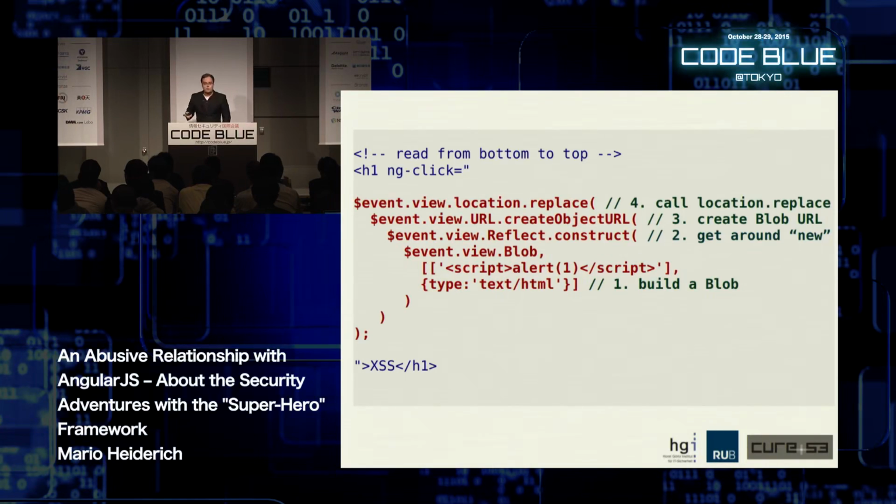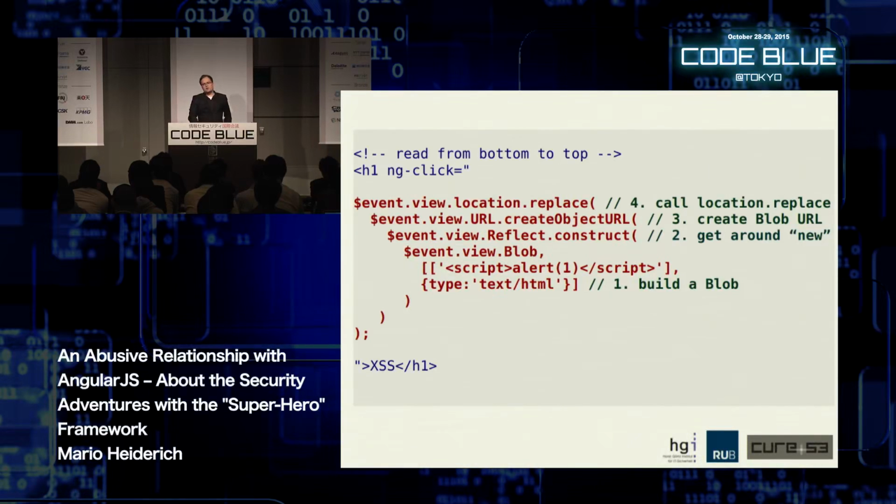Then we have a blob. We fill that blob with HTML. We fill that HTML with JavaScript. We create a blob URL. And then we throw the blob URL into location.replace. And that is allowed despite CSP. And interestingly, for blob URLs, Chrome forgets about CSP, and we have a full-blown code execution, despite CSP being in place in the first place.